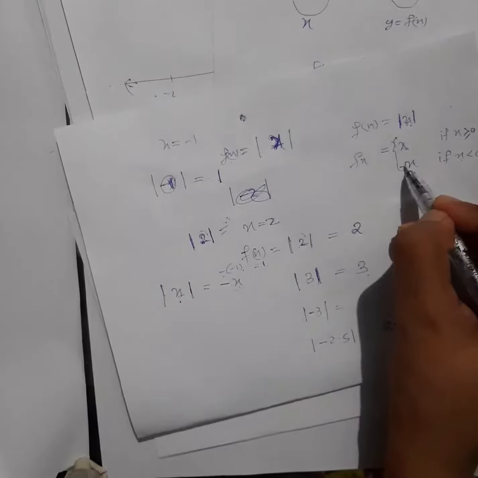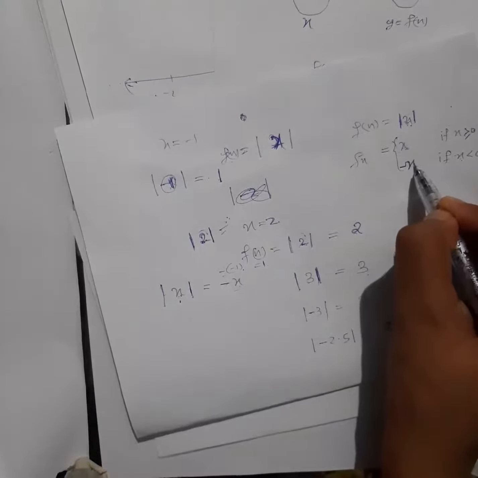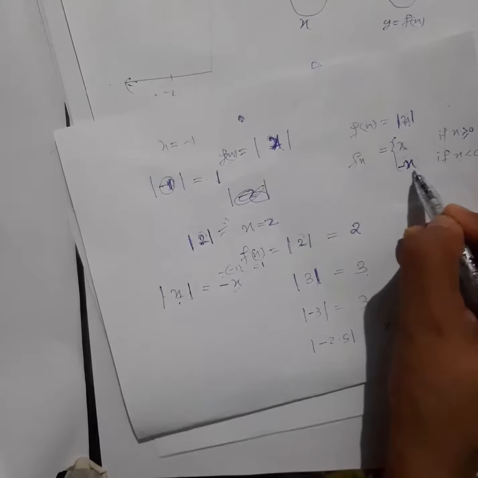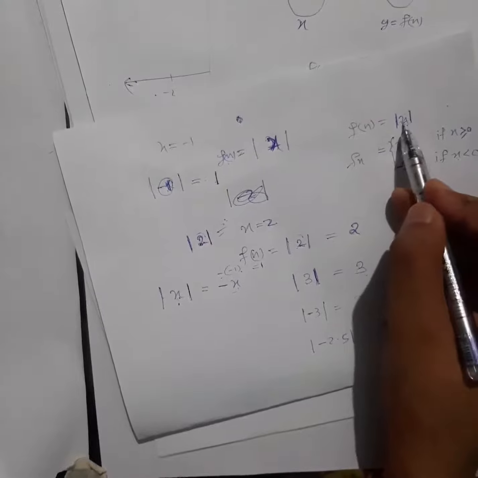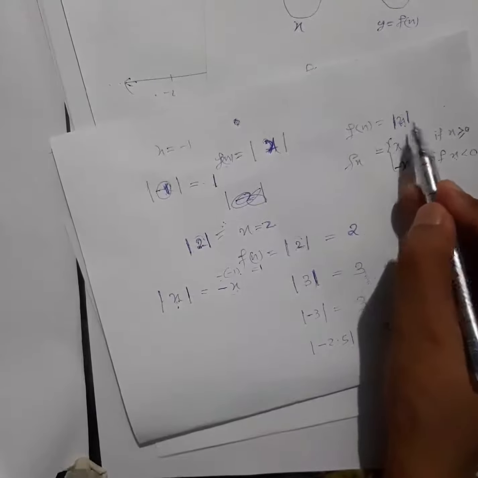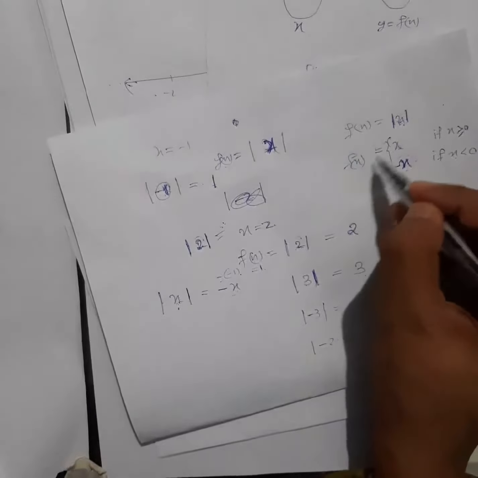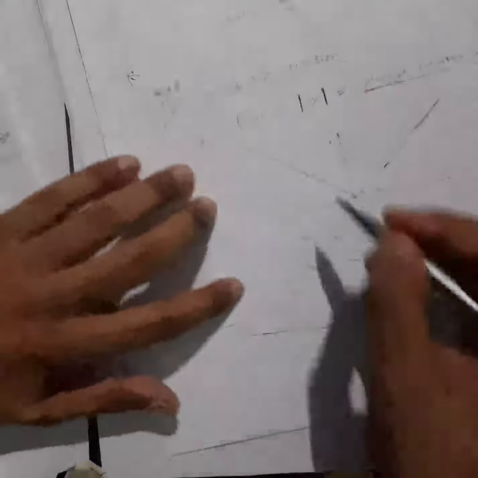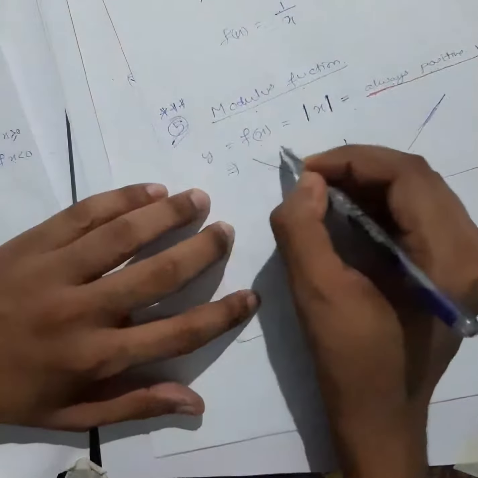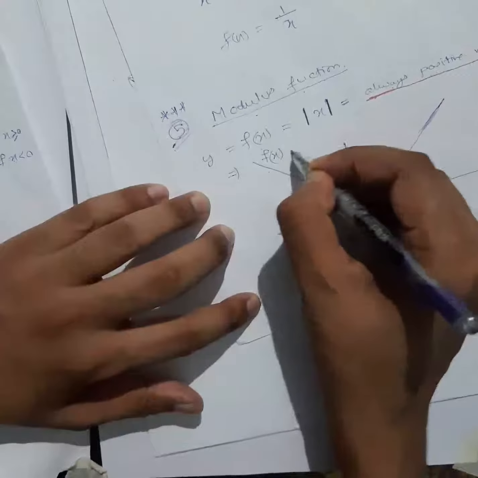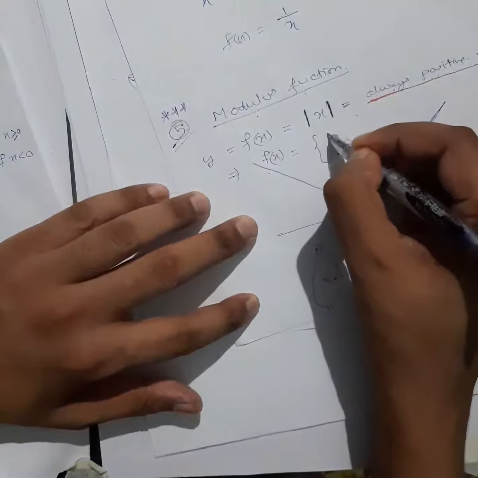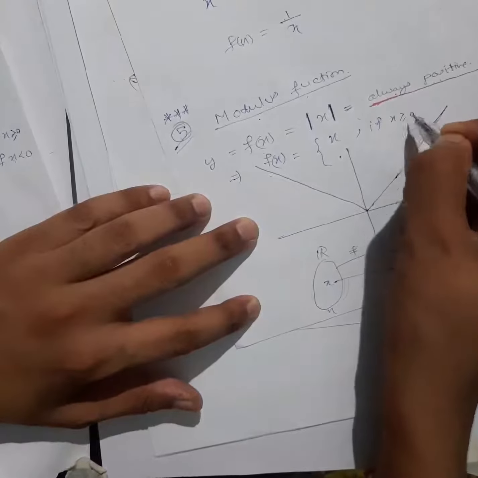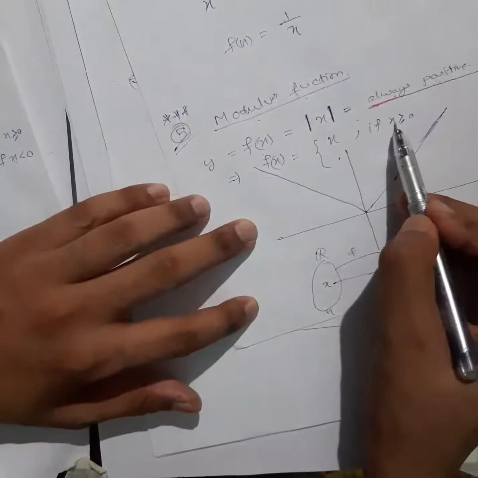So this one will be -x. Why have we put minus here? So that as a whole this becomes a positive value, because we know the output will always be positive. So we have written this function in a different format also. So you can write f(x) equal to x if x is greater than or equal to 0. You know why I have written this, right?